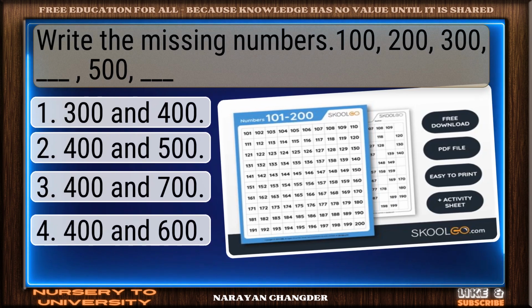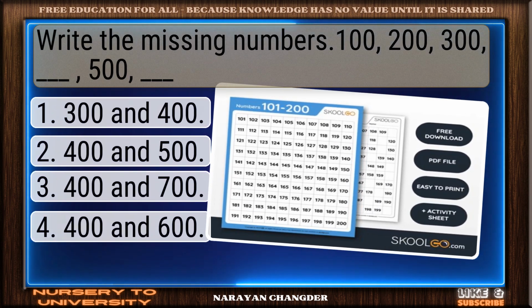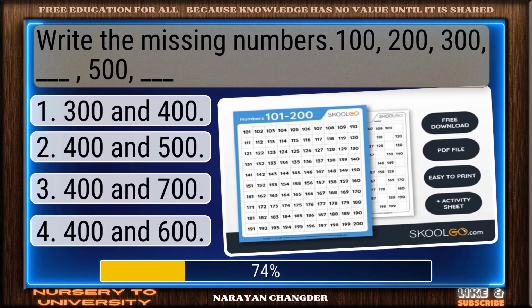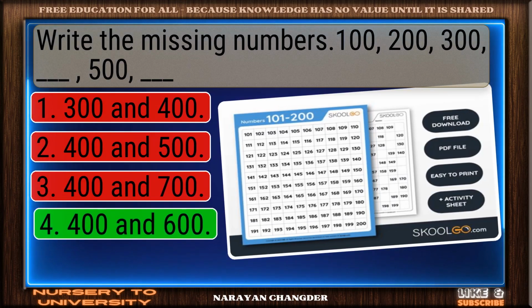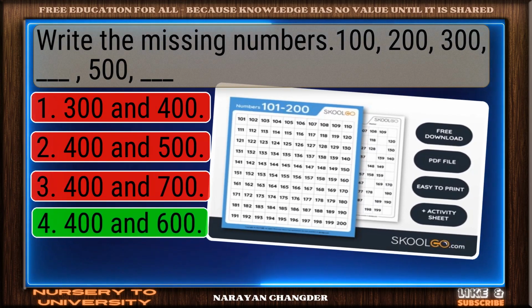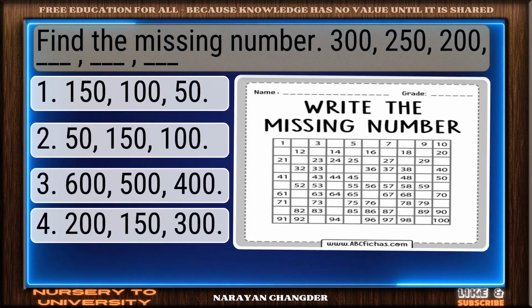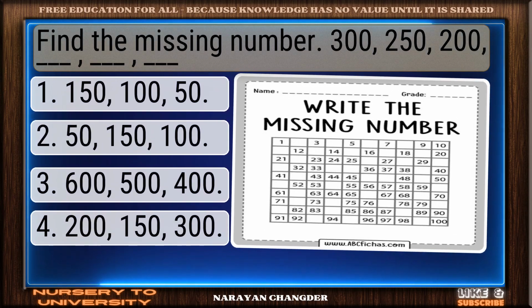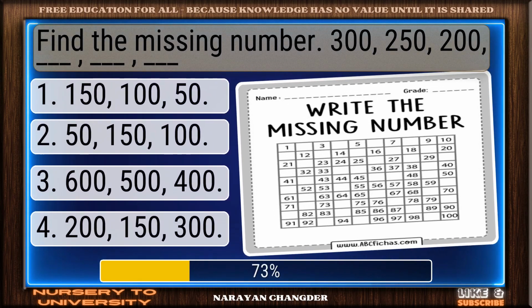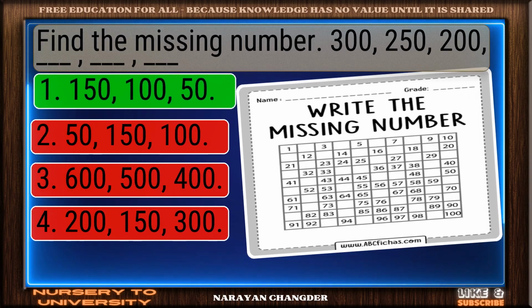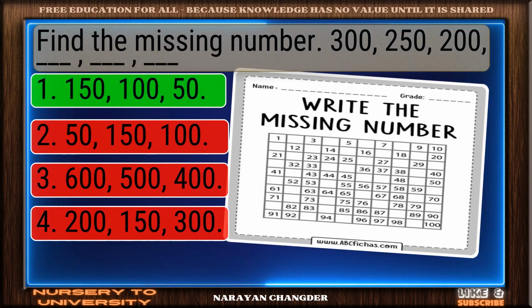Write the missing numbers: 200, 300, dash, 500, dash. Excellent choice. 400 and 600 is the right answer. Find the missing number. 300, 250, 200, dash, dash, dash. Strong choice. 150, 100, 50 is the right answer.